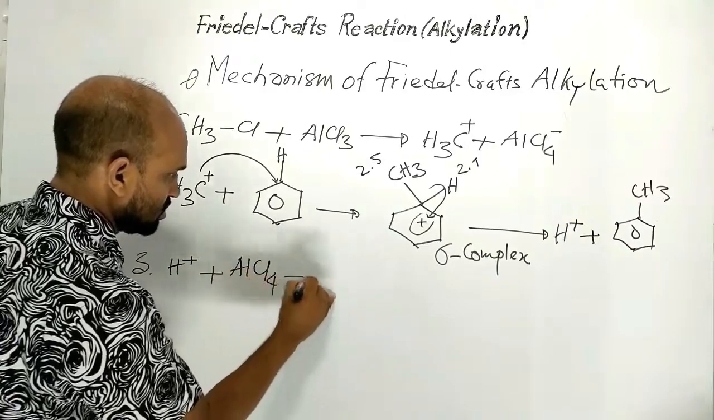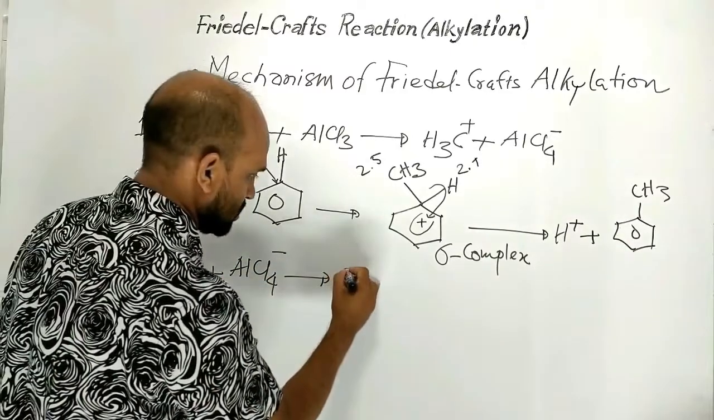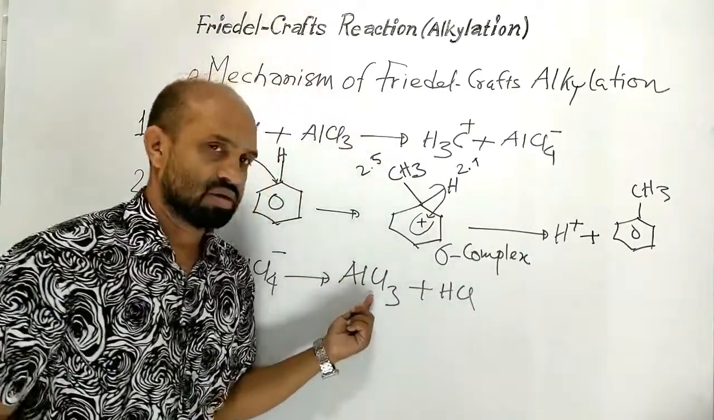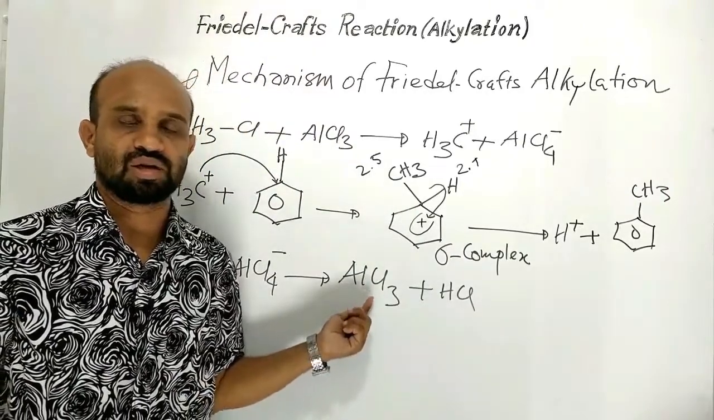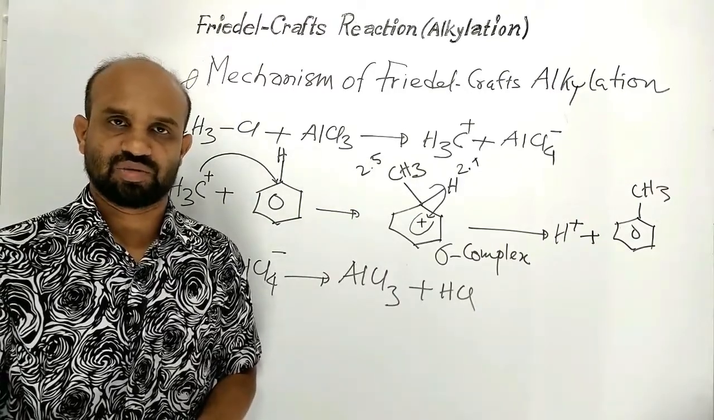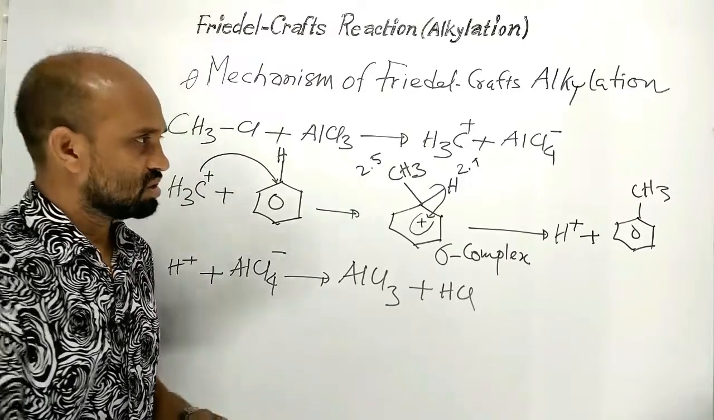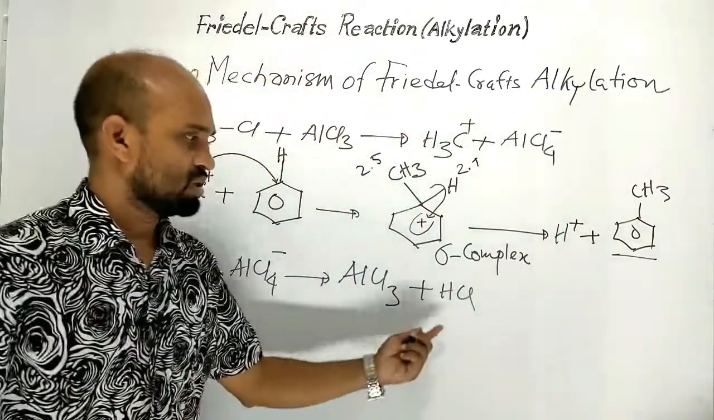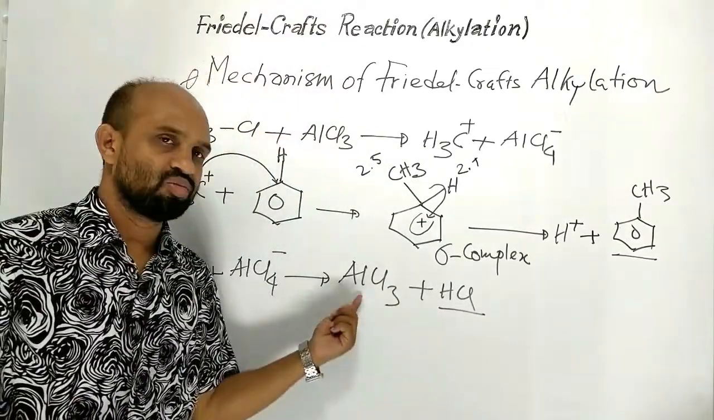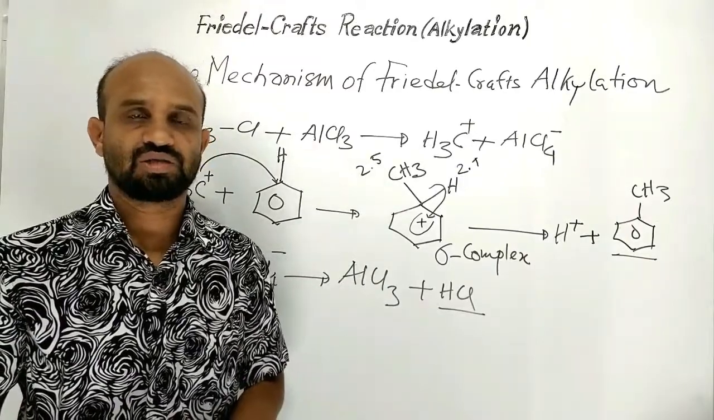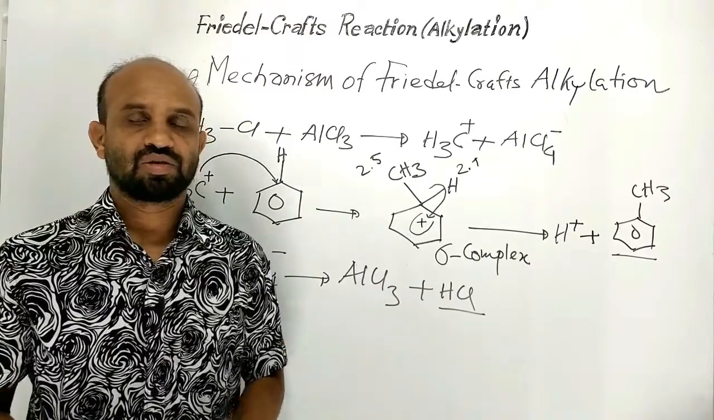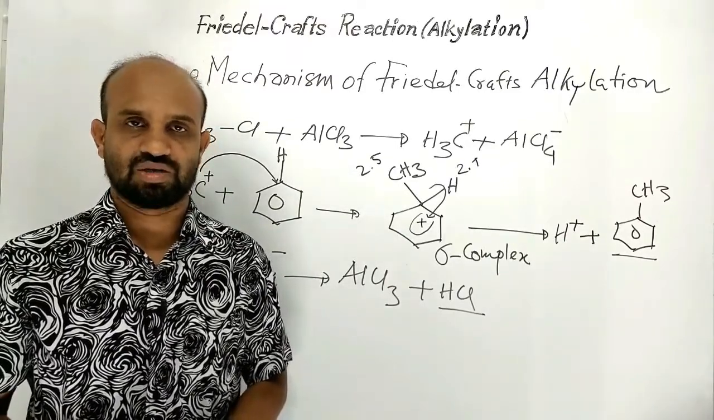Now this hydrogen, step 3, that is this proton combines with this ion, tetrachloroaluminate ion, to form aluminum chloride again and HCl. This aluminum chloride here acts as catalyst that remains unchanged after the chemical reaction, and in this reaction toluene is formed and HCl is produced as byproduct, and aluminum chloride remains unchanged after the chemical reaction as it acts as catalyst in the reaction. This is mechanism of Friedel-Crafts alkylation.